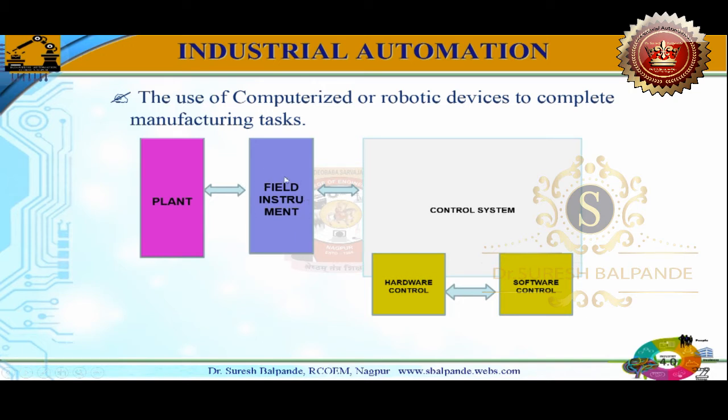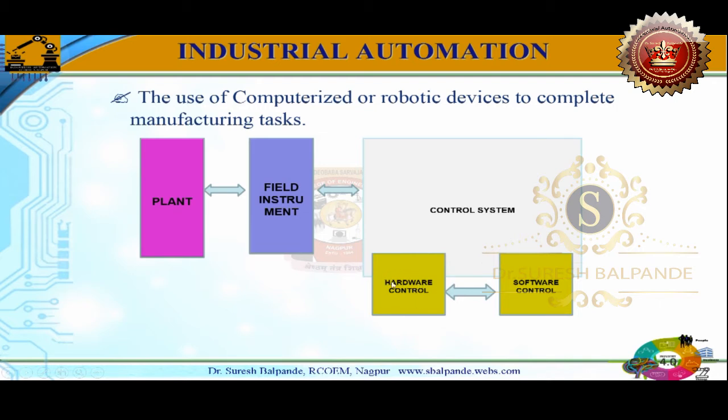An actuator is nothing but a motor, and this field instrument, mainly the sensor, will give output to the control system, and the control system will have a hardware part as well as a software part. Software is nothing but PLC ladder programming or functional block diagram or any one technique used for programming it, which we call software control, and hardware control is nothing but the PLC hardware.